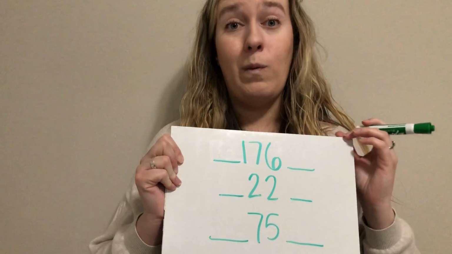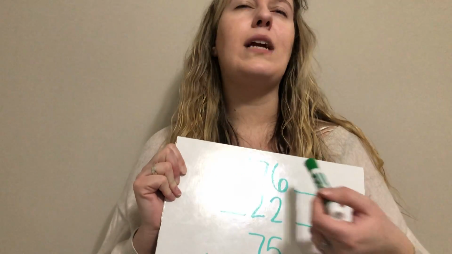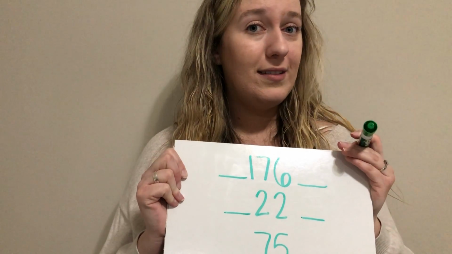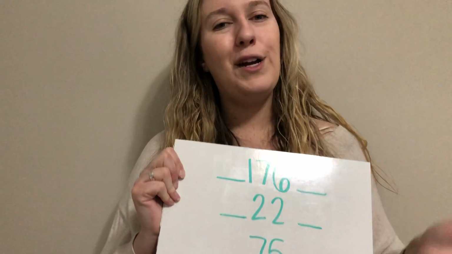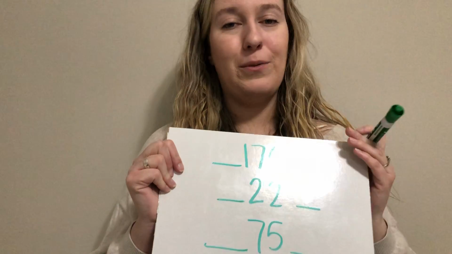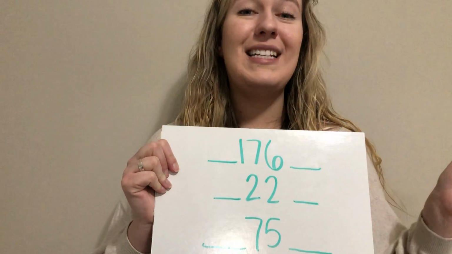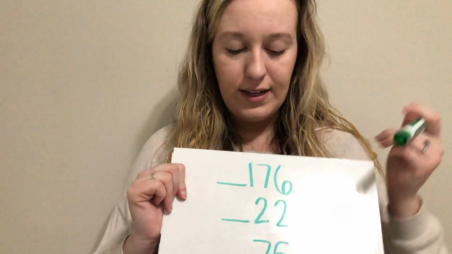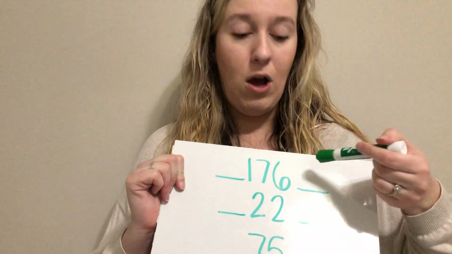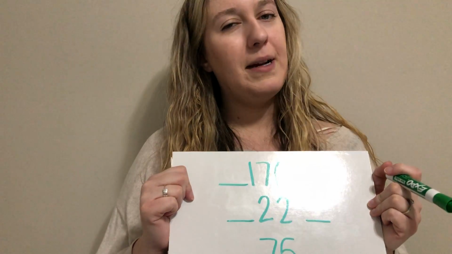176 by ones. So 176, let's think, what would come before that? Just one more. 175. And what would come after 176? 177. Very good. So it would be 175, 176, 177. Now, let's try by twos.